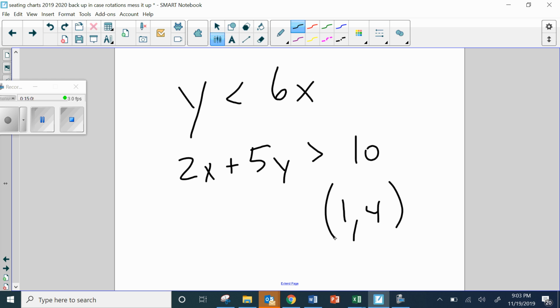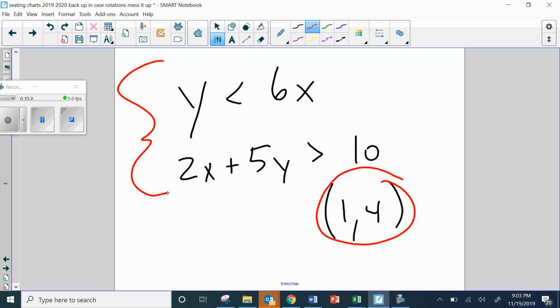I'm only going to do one of these, but it works the same way. Is this point (1, 4), this point right here, that ordered pair, a solution to this system of equations? Again, a system means more than one equation.